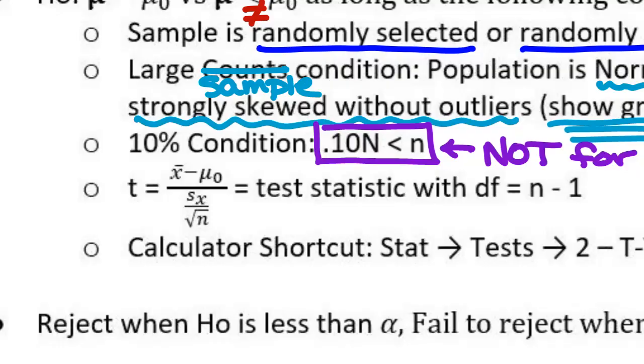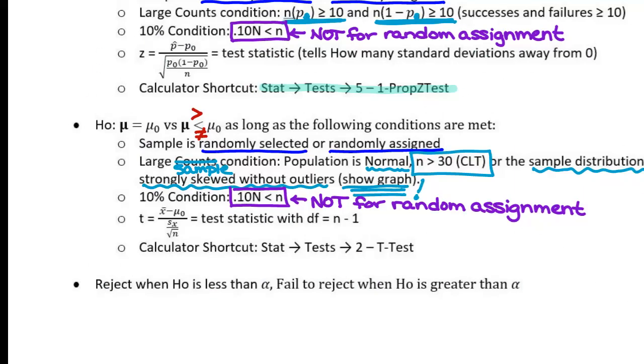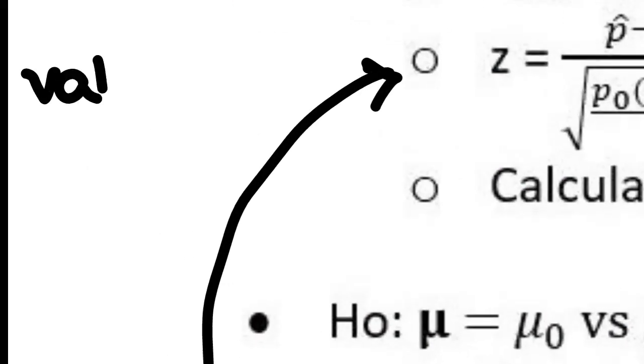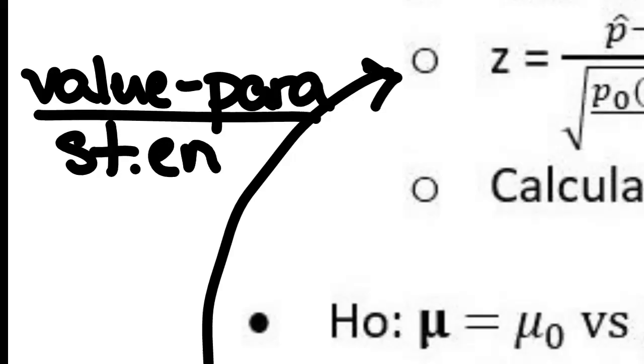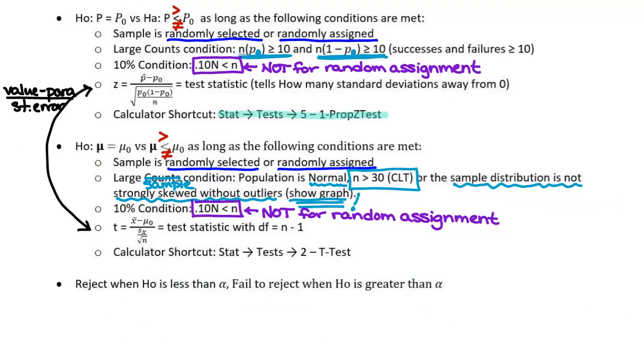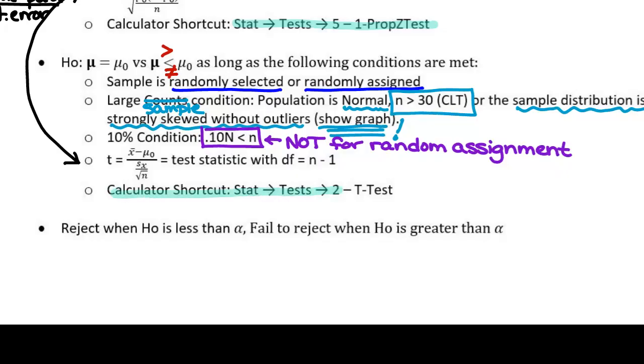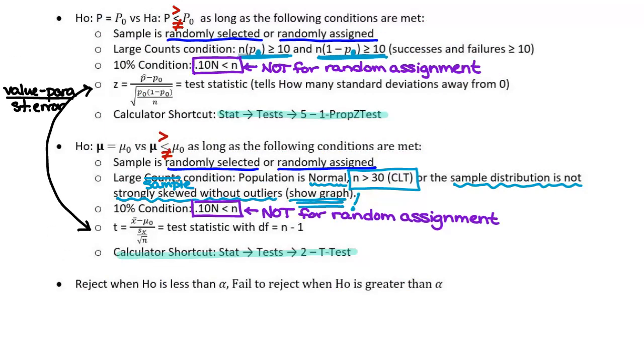The test statistic this time is t. We calculate it the same way as we calculate z. It's going to be value minus parameter over standard error. So for both of these, value minus parameter over standard error. And we do have a calculator shortcut for this as well. Stat tests, option number 2 for a t-test.